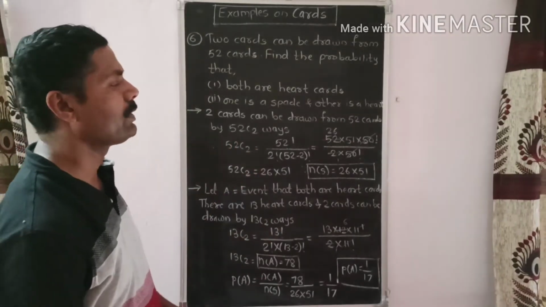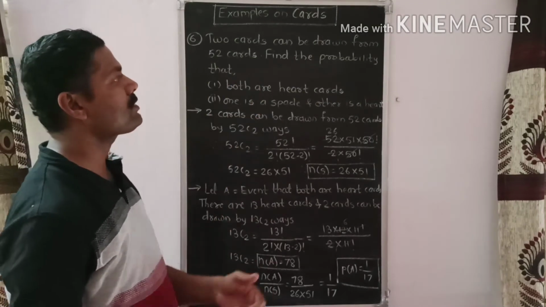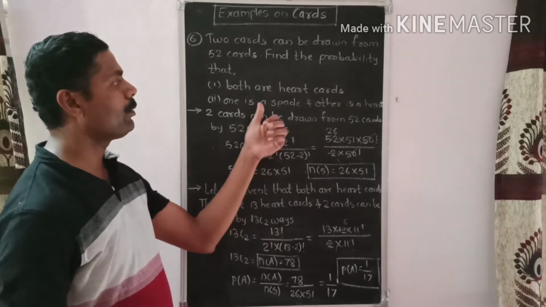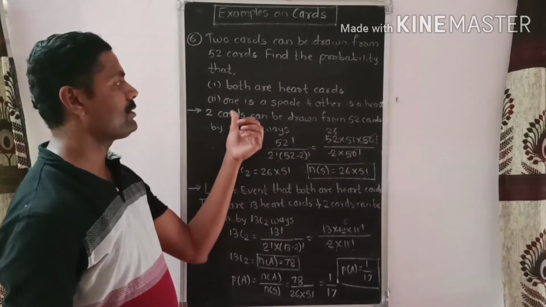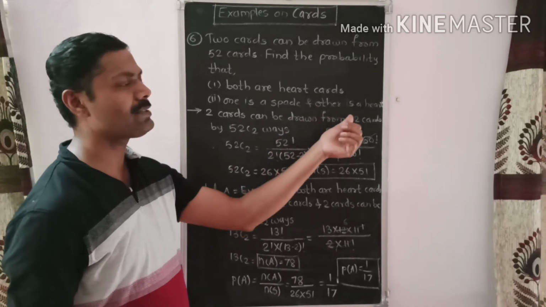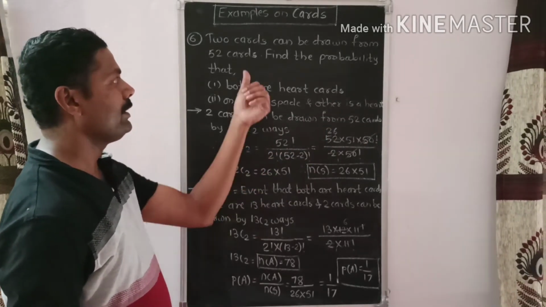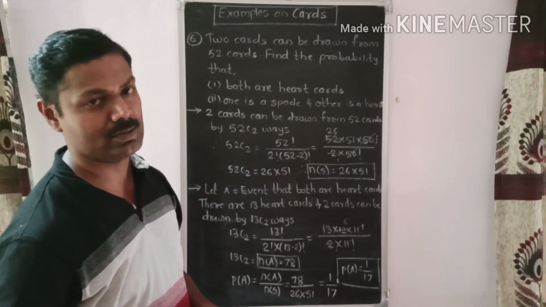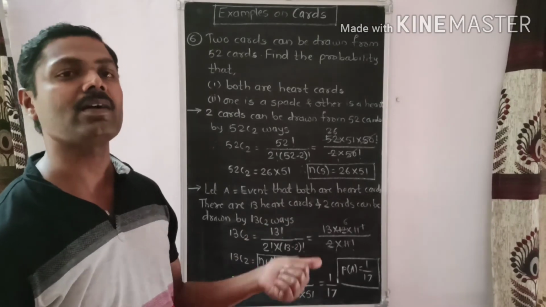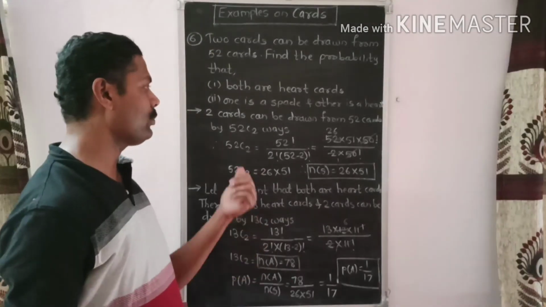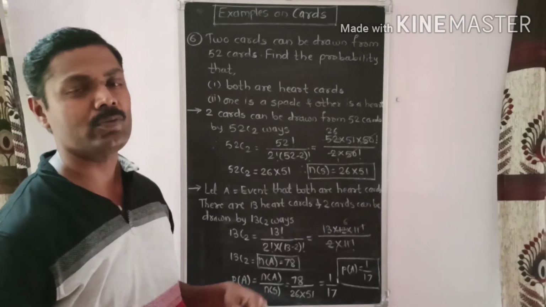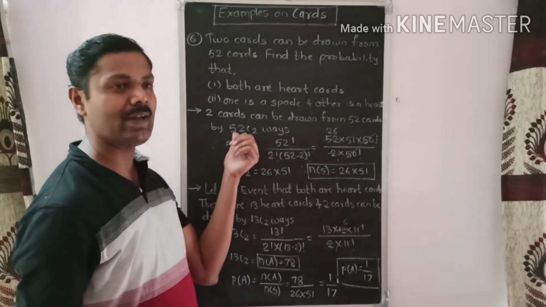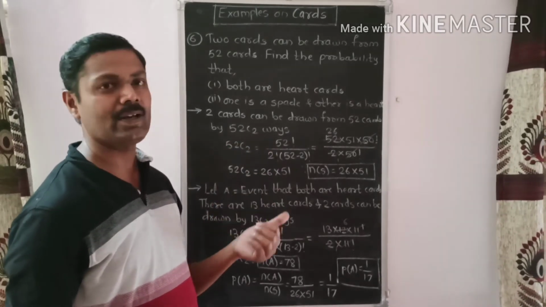Next example, it is of 2 cards drawn. 2 cards can be drawn from a pack of 52 cards. Find the probability that both are heart cards, and second, one is a spade and the other is a heart card. In this case, we have to draw 2 cards from a pack of 52 cards. In the previous example, we drew only 1 card out of 52 cards. In this example, we draw 2 cards from a pack of 52 cards. So in this case, 52 is the value of n, and 2 is the value of r.